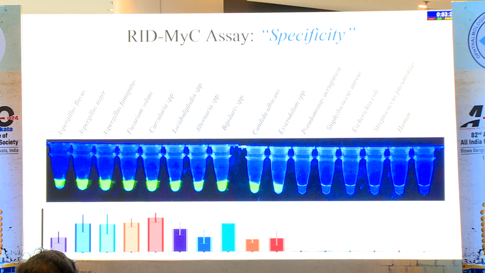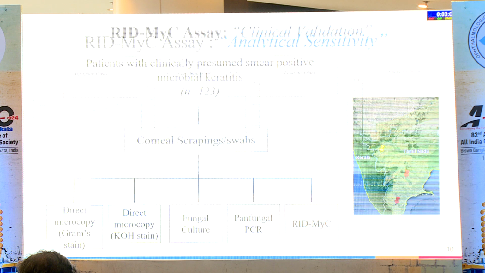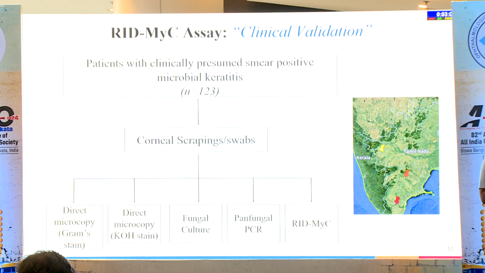The first step was to test the specificity of the assay. As seen here, a positive test was seen with all tested fungal DNA, but not with bacterial or human DNA. Both readouts are depicted here. All tested fungal DNA fluoresce, and a corresponding spike is seen in the spectrophotometer readings. Next, we tested the analytical sensitivity of the assay. The limit of detection was around 13 to 16 genome copies, which is similar to the LOD of panfungal PCR as reported previously. The next step was to validate the assay in a clinical setting.